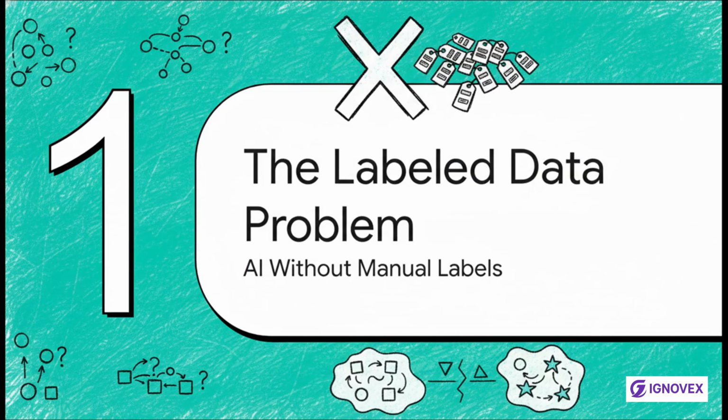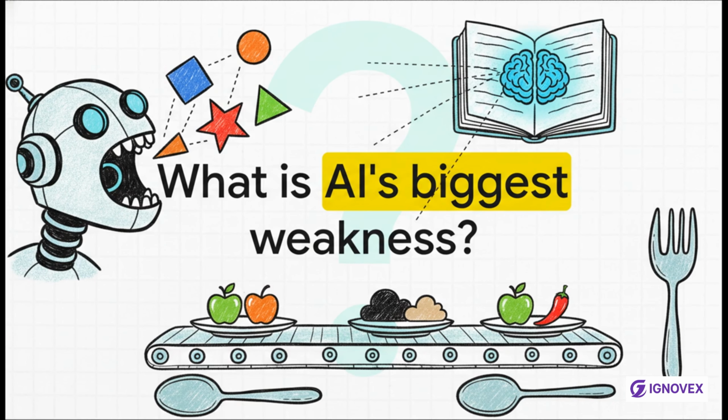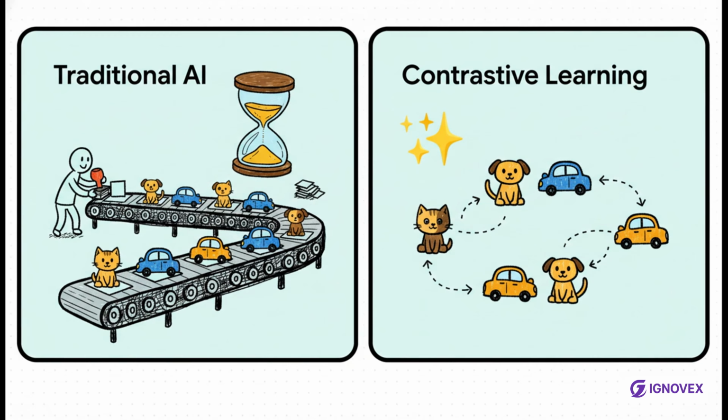All right, first things first. To really get why contrastive learning is such a big deal, we need to understand the fundamental challenge it was designed to overcome in the first place. So let me ask you this. What do you think is AI's biggest weakness? I mean, you could probably think of a few things, right? But one of the most significant is its crazy, insatiable appetite for a very specific kind of food. And that food is labeled data.